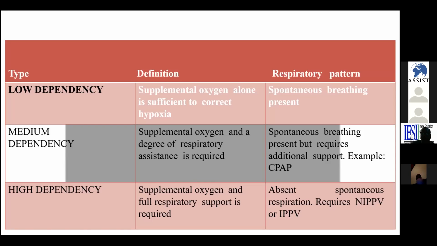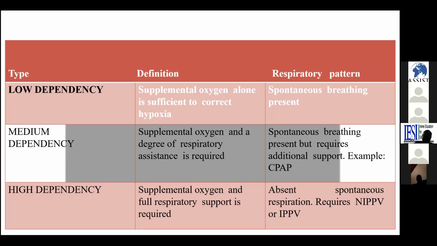So the last group, called high dependency. So this is a patient who don't have any spontaneous respiration. So it means they need full respiratory support. For example, can be intubated, or they will need non-invasive pressure ventilation like a BiPAP. So, and those, they will need supplemental oxygen and respiratory support.